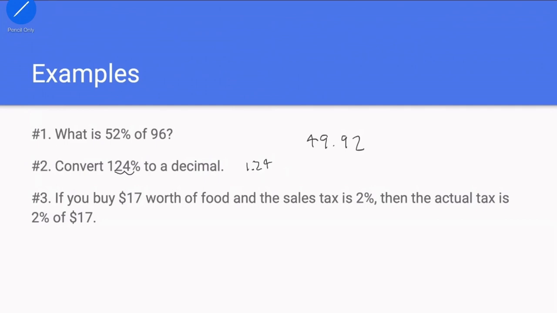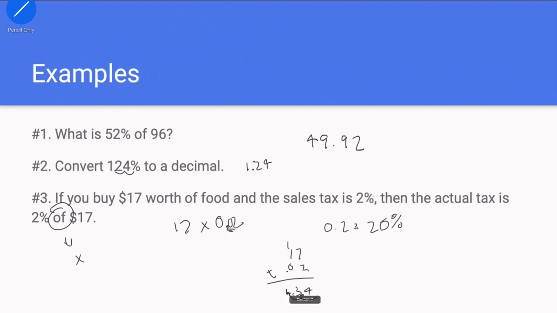Word problem: if you buy $17 worth of food and the sales tax is 2%, then the actual tax is 2% of 17. So that's multiplication. And 17 times 0.2 or 0.02. Almost made a mistake there. You cannot forget that the 0 is there, because 0.2 is actually equal to 20%, which would make it wrong. So you have to remember that. Okay, 17 times 0.02, you get 34 cents. Again, that decimal point is equal to cents.